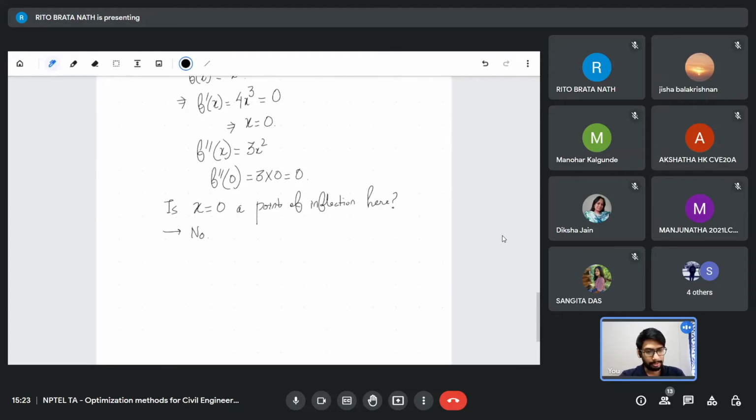So how can you tell for sure whether it is a point of inflection or not? Can anyone tell me how to proceed after this and finally conclude that it is not a point of inflection? Mathematically, how can you conclude that? I'm not asking graphically or anything. So can anyone unmute and answer this? Both of you can speak. I think two people unmuted. You can go ahead first, Manohar.